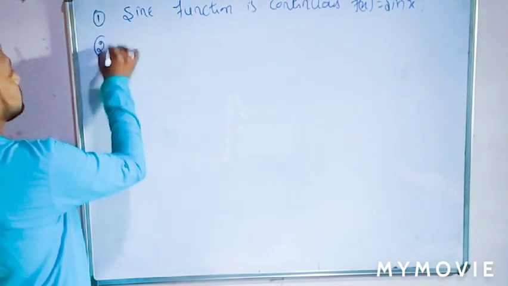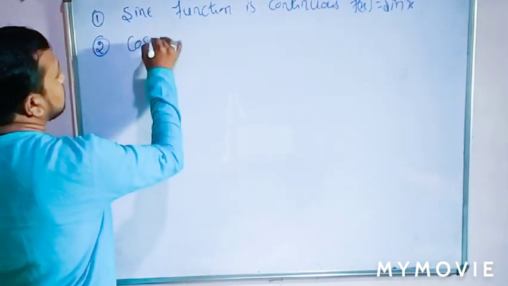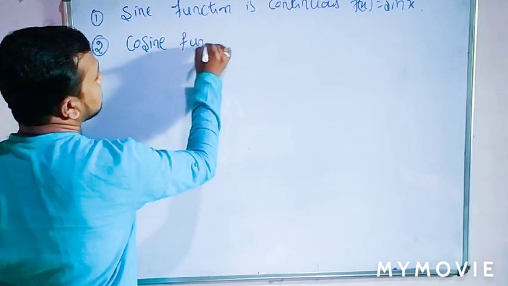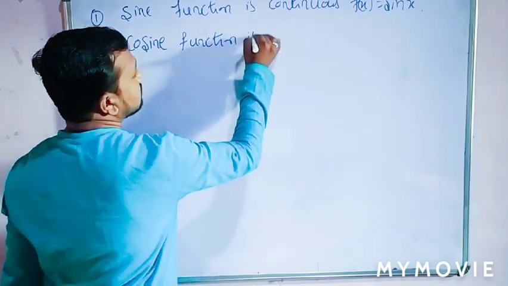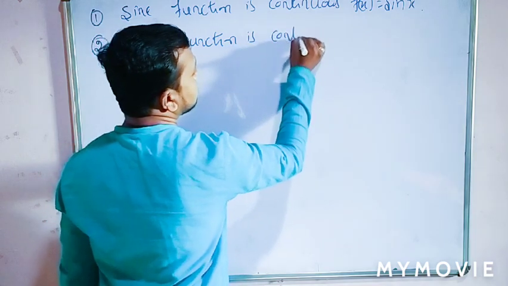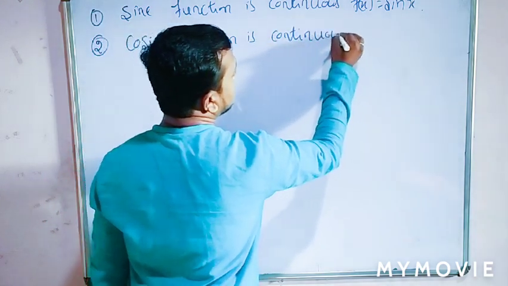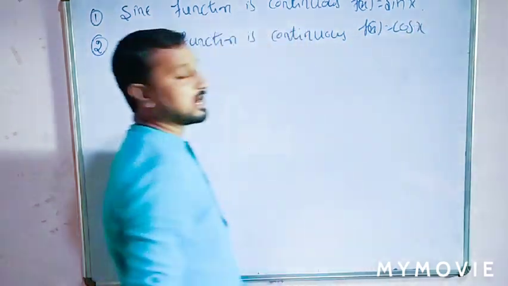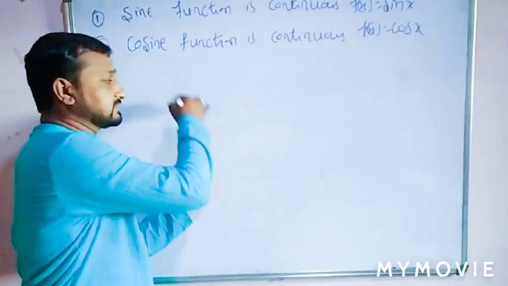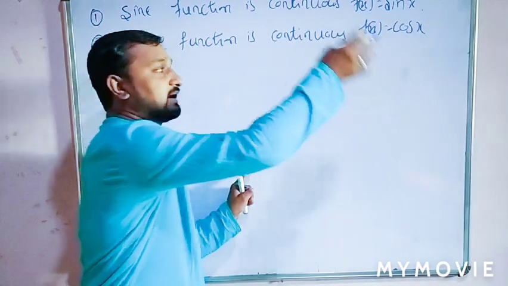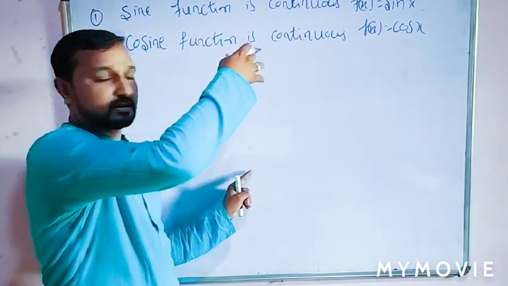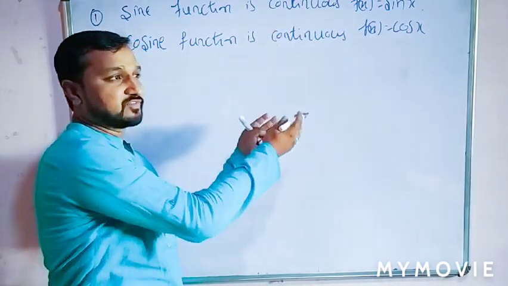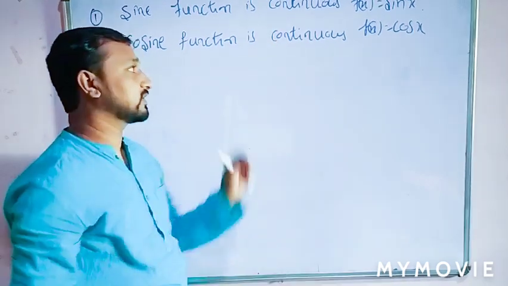Second one, the cosine function is continuous. f of x equal to cos x. So the graph of this function should also be like this. Is that clear? Either we can take it in the textbook, where the proof is there, that the sin x function and the constant function are equal to their limit function. Okay.